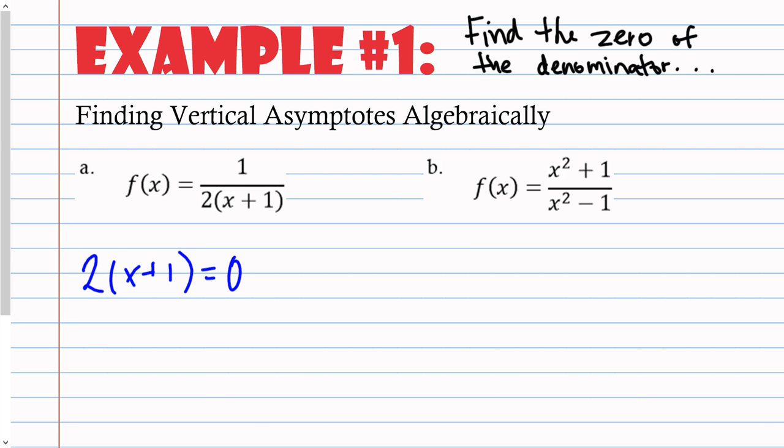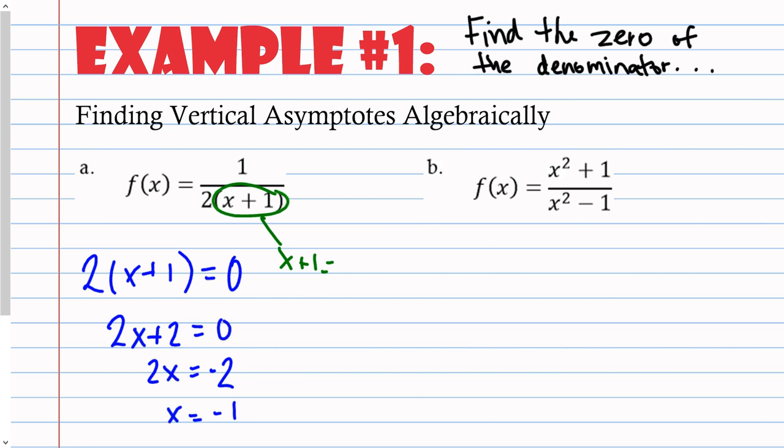So let's see, equals 0. You can distribute: 2x plus 2 equals 0. So subtract 2 from both sides, divide by 2, and I get negative 1. Or you could be wise and notice this is already factored. That 2 is just a number, it doesn't have an x with it. So I just take x plus 1, and of course it's going to be negative 1.